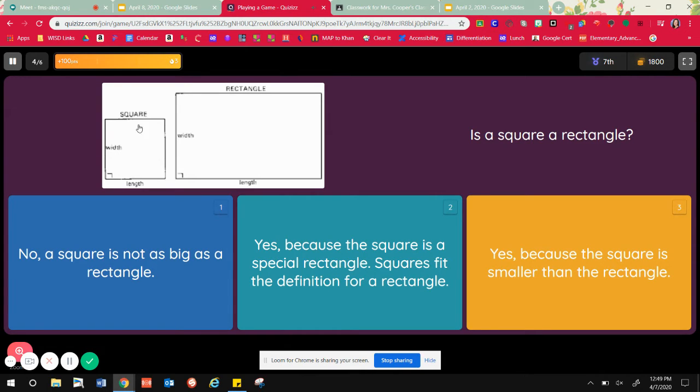Yep. How about my top and my bottom? Are they the same length and parallel? Yep. And do they have those square corners? They sure do. So a square is a type of rectangle. It's like a special rectangle.